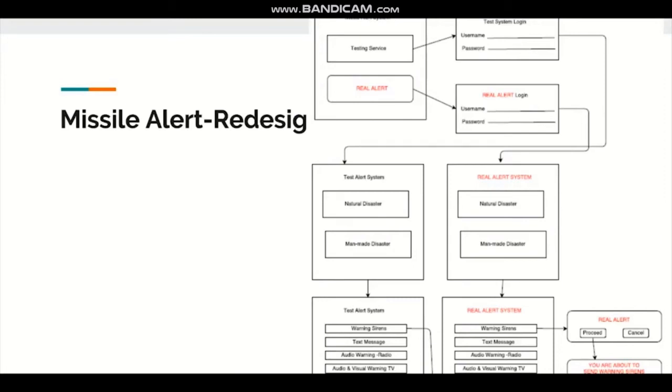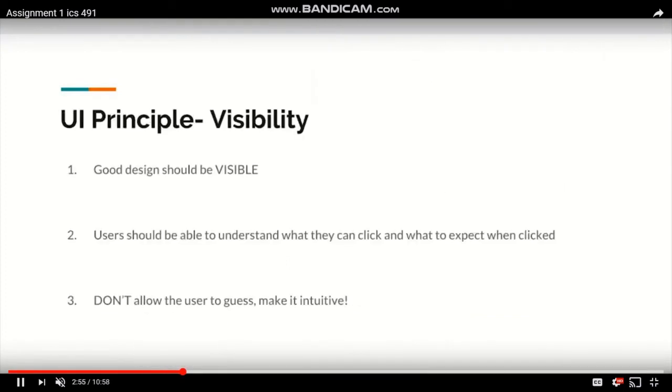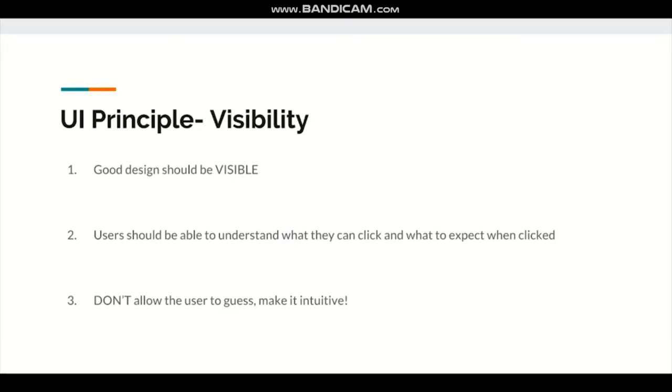Next we'll skip a little bit ahead to one of the first principles. That's visible. It should be one that people are able to see and know that they can interact with. For example, if I were to click on highlighted blue text, I would expect to be taken into another page because it's a hyperlink. And users should also be able to understand what they can click on and what to expect when clicked. For example, if something's highlighted blue, I should know that I can click on it.